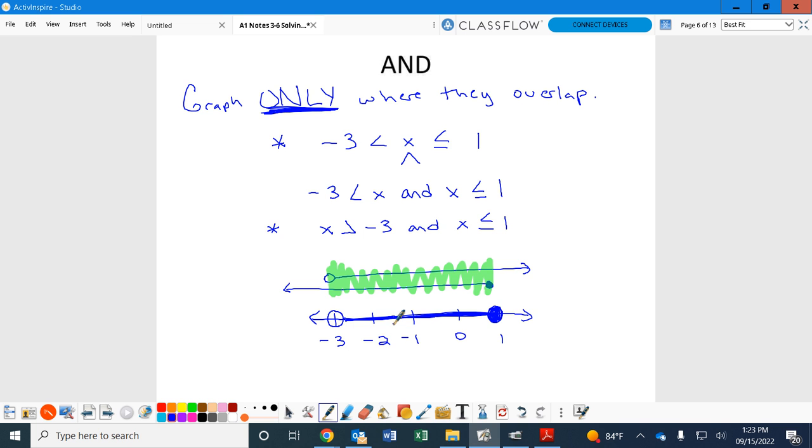The interval notation for this is really easy because y'all see we have no arrows. So the interval notation for this is pretty straightforward. This side has a negative 3. This side has a 1. What do I put next to the negative 3? Parentheses because it's open. What do I put next to the 1? A bracket, because it is closed. Good.